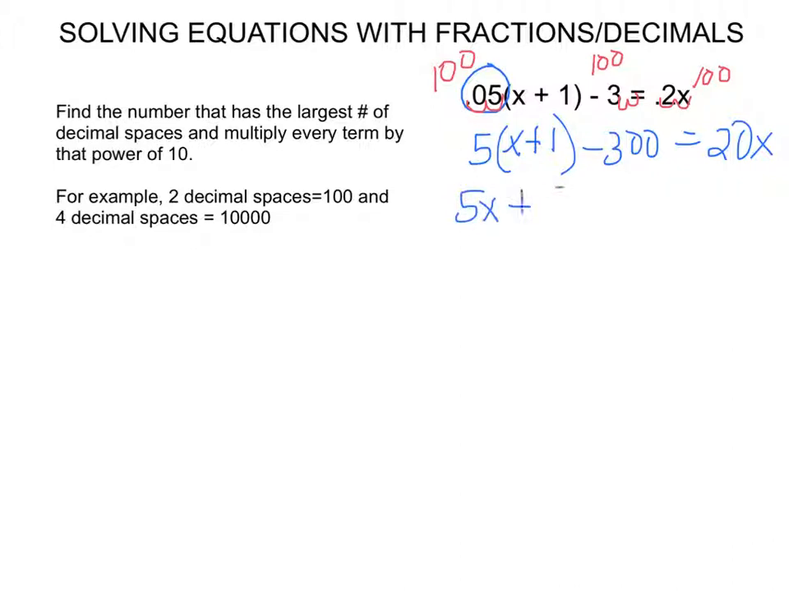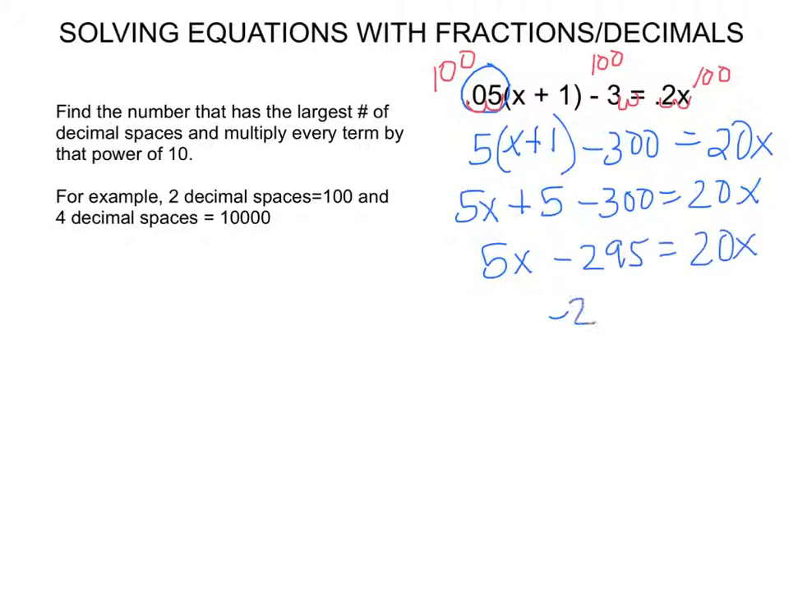We distribute the 5, we get 5x plus 5 minus 300 is equal to 20x. Combine like terms, 5x minus 295 is equal to 20x. We subtract the 5x from both sides, 15x, and so x is going to be equal to negative 295 over 15, whatever that simplifies to.